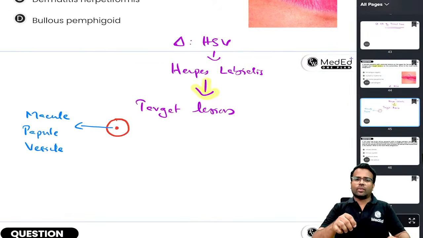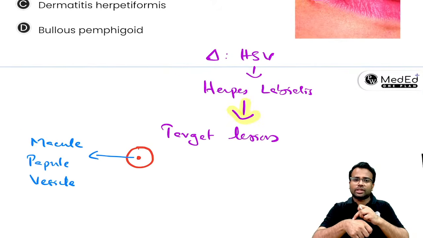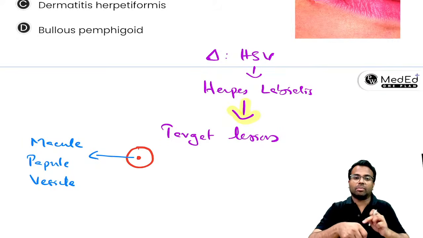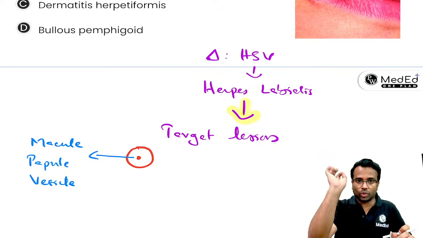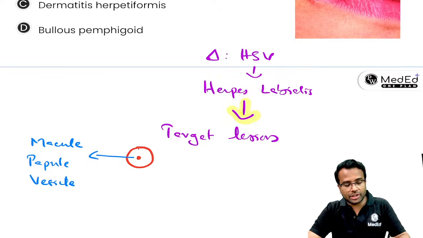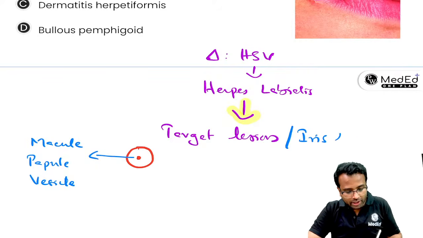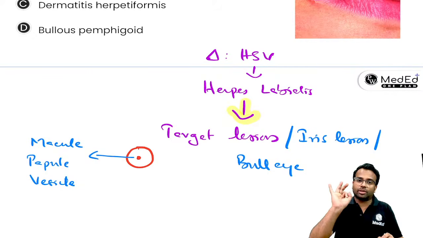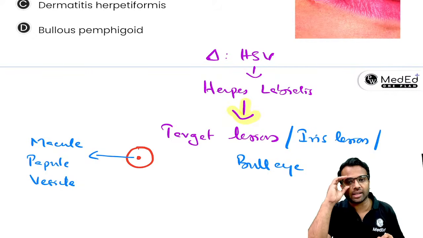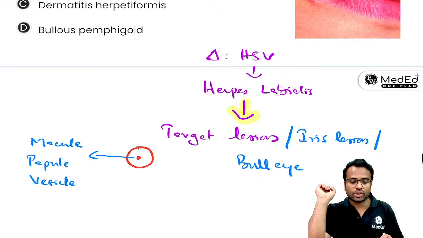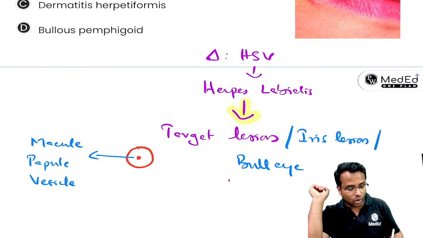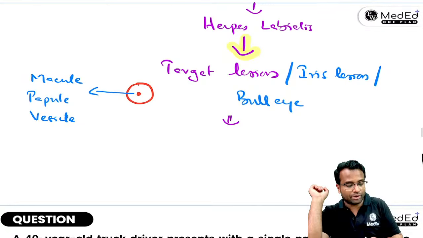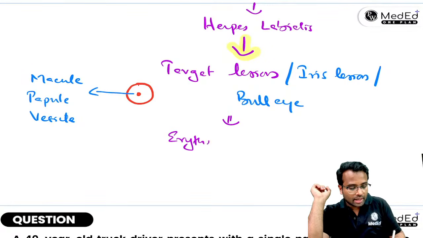So imagine, one vesicle is there. Along with this vesicle, there is a rim of erythema. And this is called a target lesion. It looks like a target or an iris lesion or a bullseye lesion. So any of these words, target lesion, iris lesion, bullseye lesion, especially seen after an infection with HSV, this kind of lesion we call erythema multiforme.